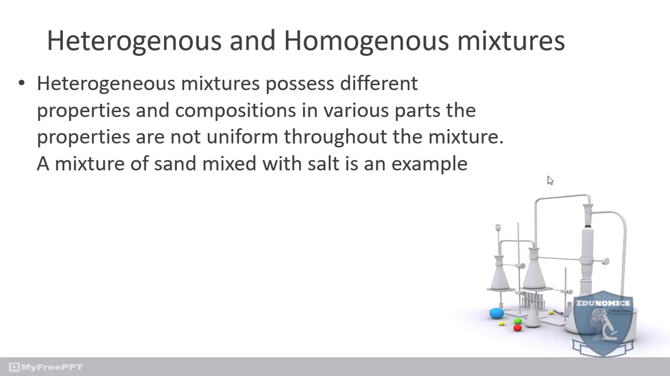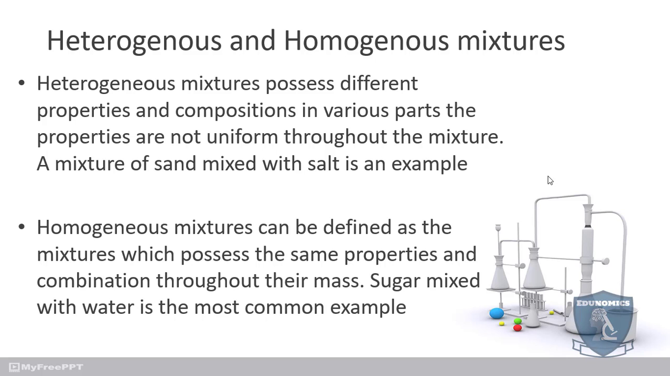Now heterogeneous mixtures possess different properties and compositions in various parts. The properties aren't uniform throughout the mixture, right? So an example would be a mixture of sand and salt. When you mix them, they don't have the same properties, they don't have the same composition, and when you mix them up, you notice that it's not uniform throughout.